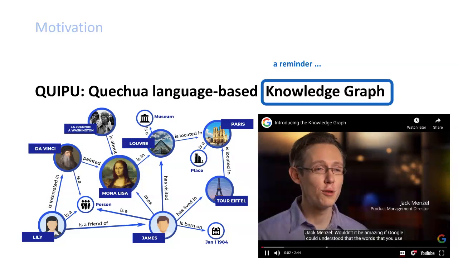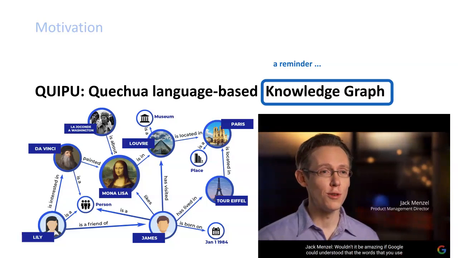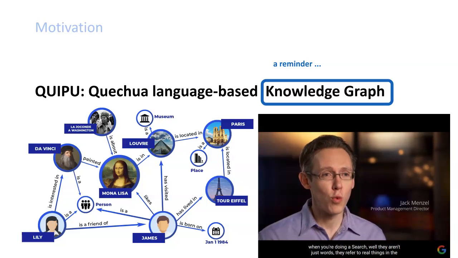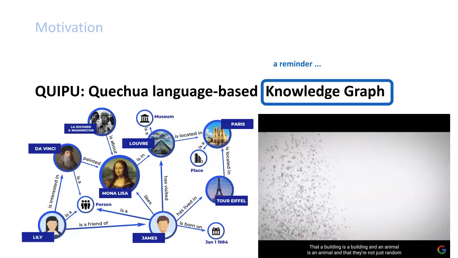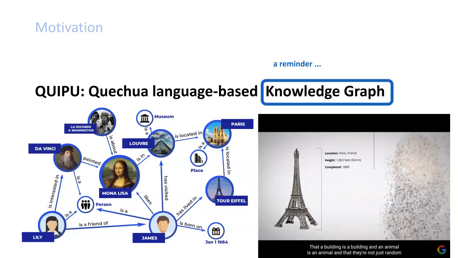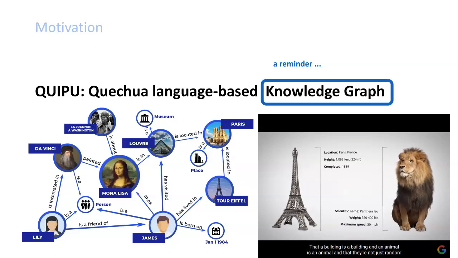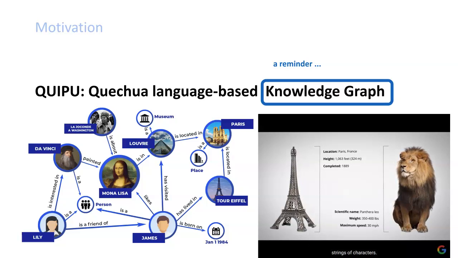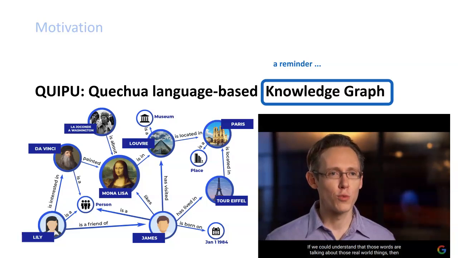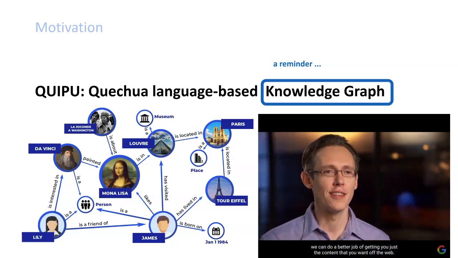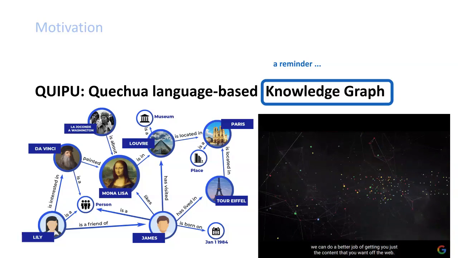Wouldn't it be amazing if Google could understand that the words that you use when you're doing a search aren't just words? They refer to real things in the world. That a building is a building, and an animal is an animal, and that they're not just random strings of characters. If we can understand that those words are talking about those real world things, then we could do a better job of getting you just the content that you want off the web.